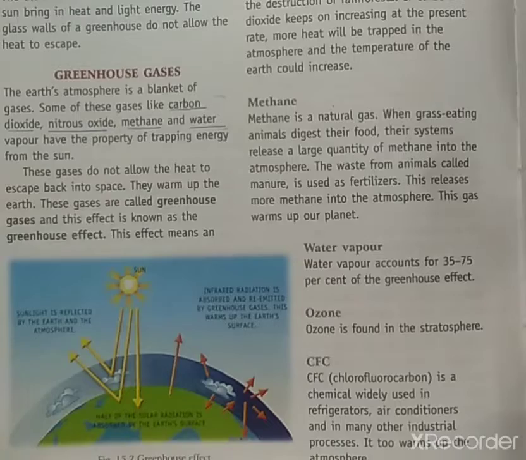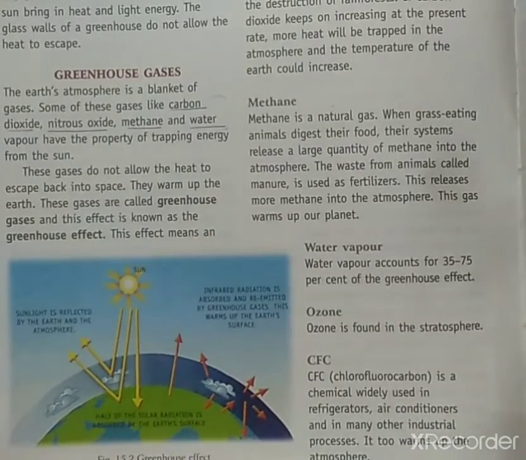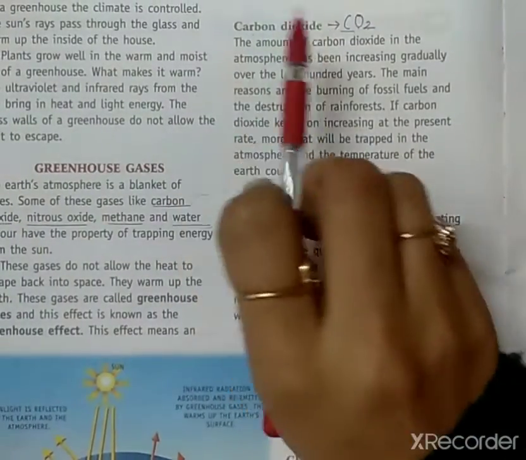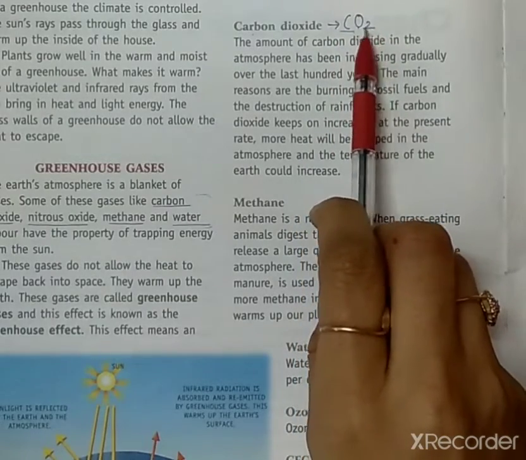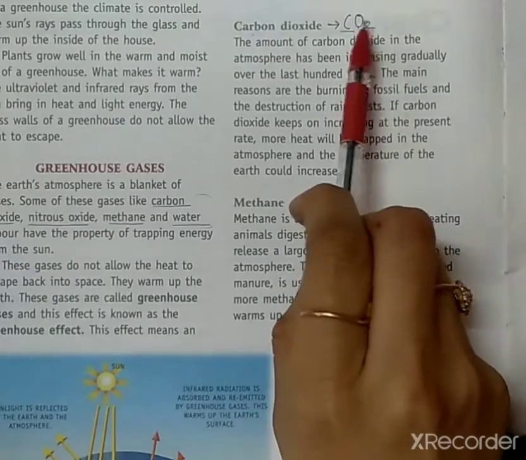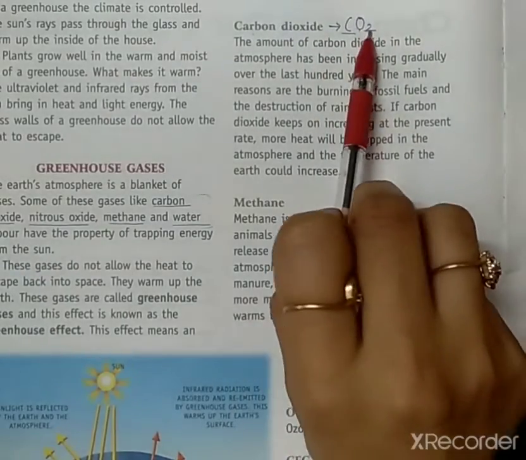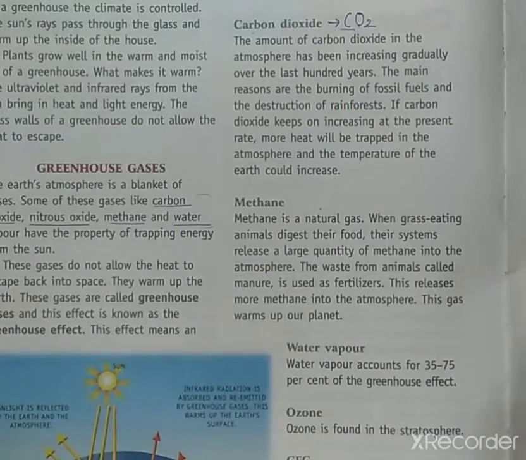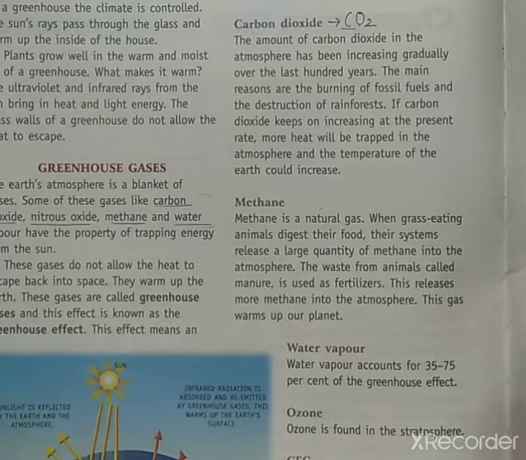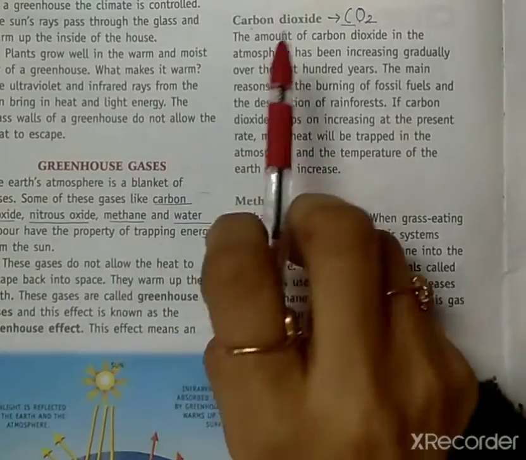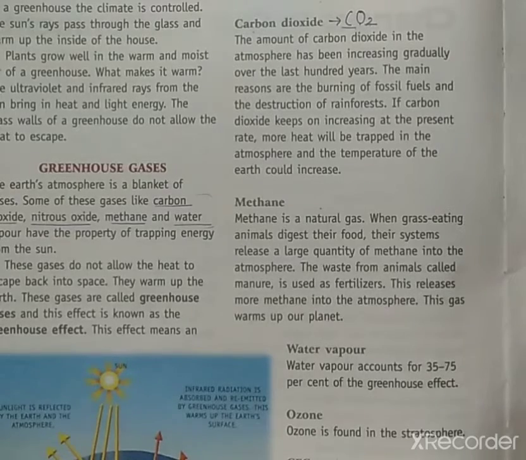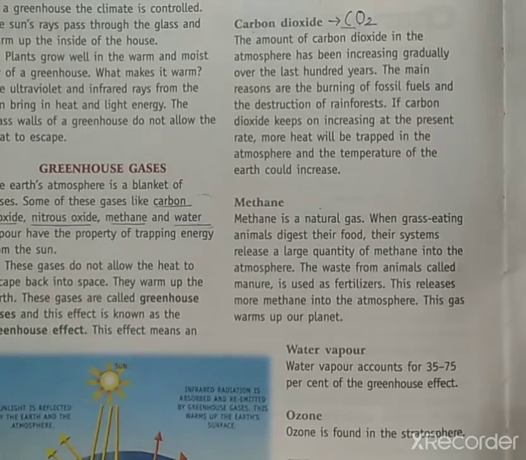Now we are going to learn more about the greenhouse gases one by one. The first one is carbon dioxide. The chemical formula of carbon dioxide is CO2. C stands for carbon, O stands for oxygen. The 2 is written here because it's a compound, and 2 is the number of atoms of oxygen in this compound. I hope you know what a compound is. A compound is formed when atoms combine together, right? We already read the term compound in the first term.